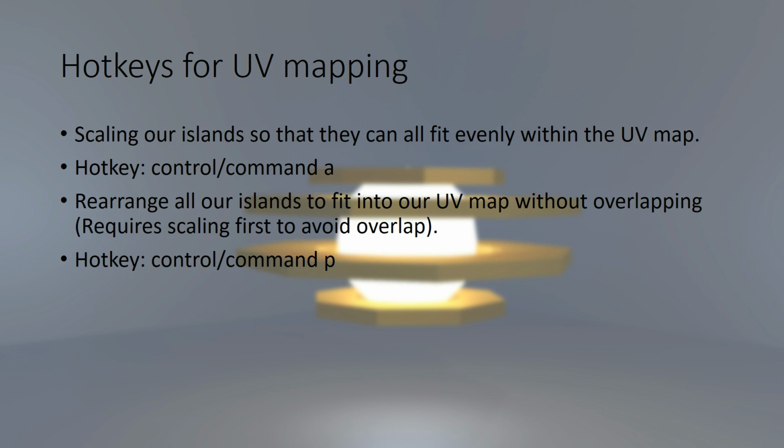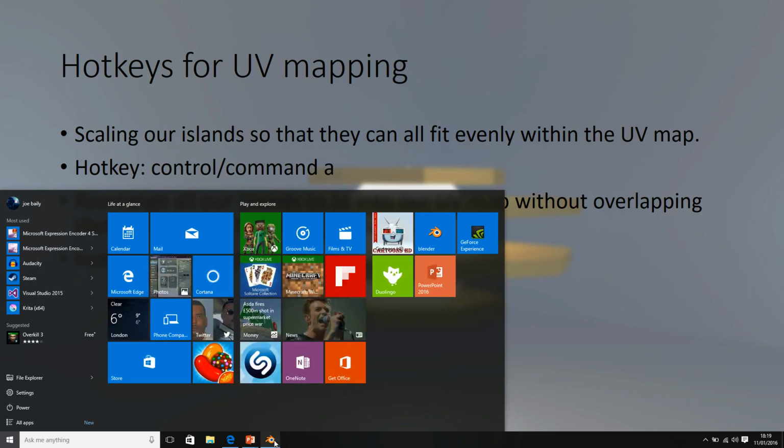Once you've scaled it, you're going to be able to rearrange your islands to fit into your UV map without any overlapping. This step requires scaling first just as a precaution to avoid the overlap. The hotkey for this is Control or Command P. So let's have a look at this in Blender.